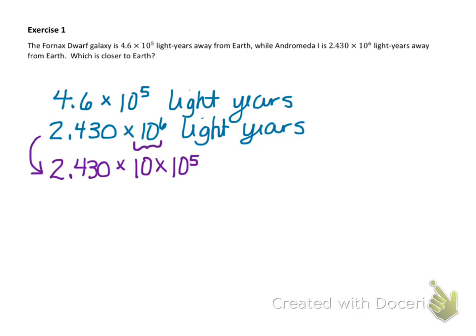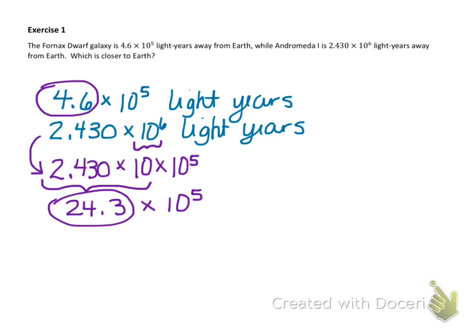10 times 10 to the 5th. So it's really 10 to the first power times 10 to the 5th. And then I'm going to associate the 10 with the 2.43. And that's going to move the decimal place one place to the right. So I'll get 24.3 times 10 to the 5th. So that value is the same as what I had originally.